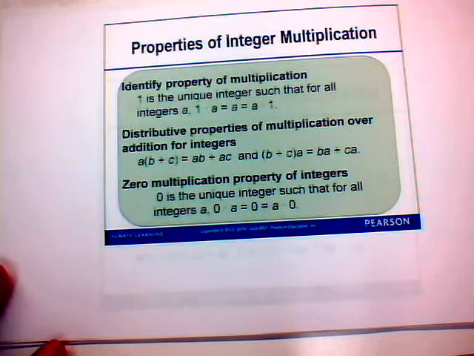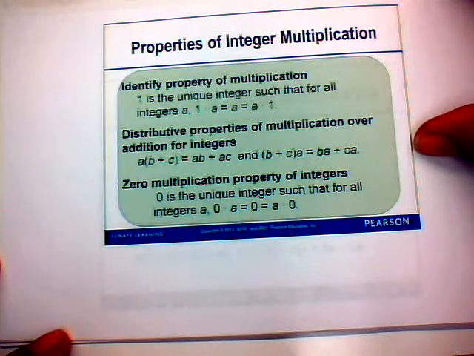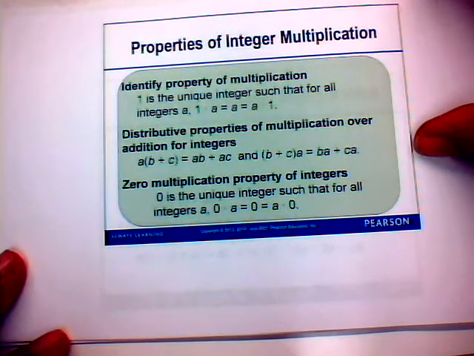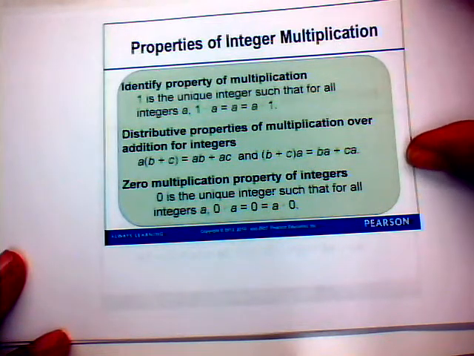The identity property of multiplication is this. The unique integer in this case is going to be 1, such that for all integers a, 1 times any integer is going to be that integer itself, or an integer times 1 will be that integer itself.